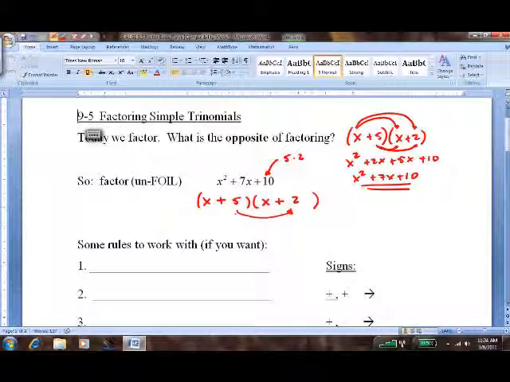Does 5 times 2 equal 10? Yes. And does 5 plus 2 equal 7? Yes. So we've done it correctly.